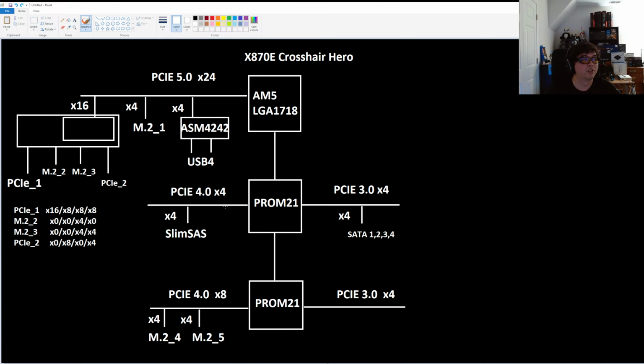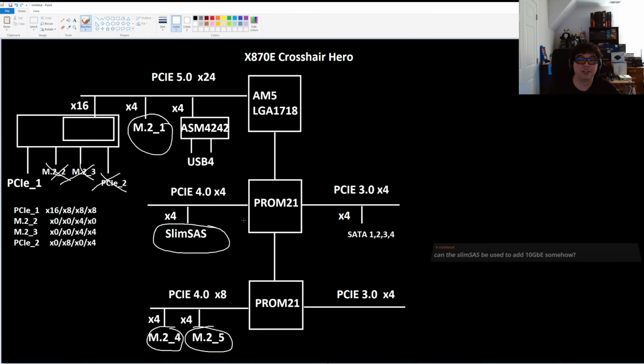So if you want to avoid the GPU sharing, never use these, and you can only use 3 M.2 drives on this board. You could also use Slim SAS. So technically you can do 4 NVMe drives, but you have to use the Slim SAS for the fourth one. So it is still possible to achieve 4 M.2s off of the Hero and avoid lane sharing.